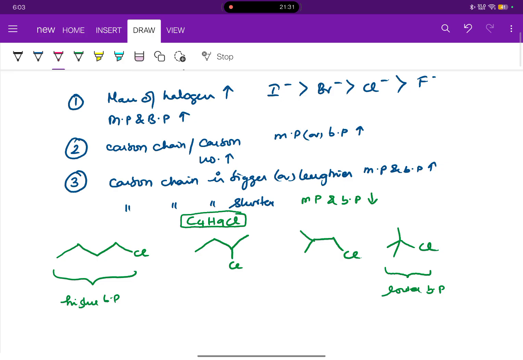Please make a note. You know the reason? Because more branching means less boiling. Correct. Lesser the surface area, less will be the boiling point or melting point. So the boiling point or melting point depends on the surface area of the carbon chain also.